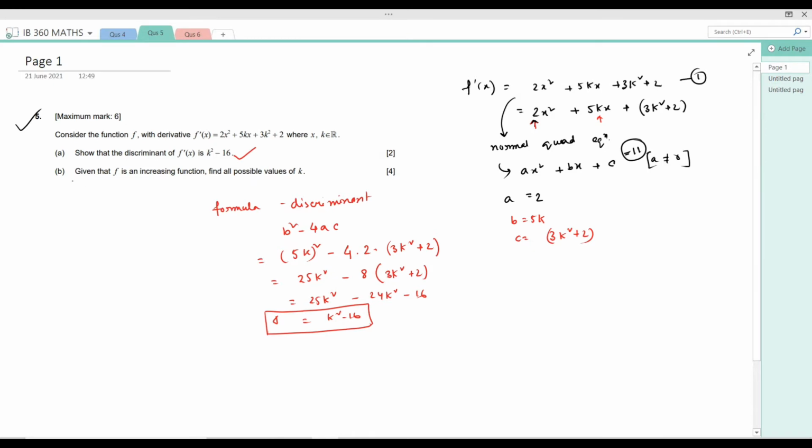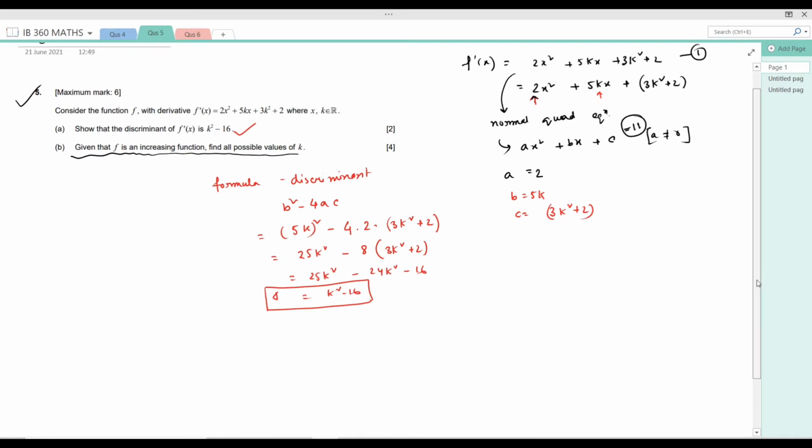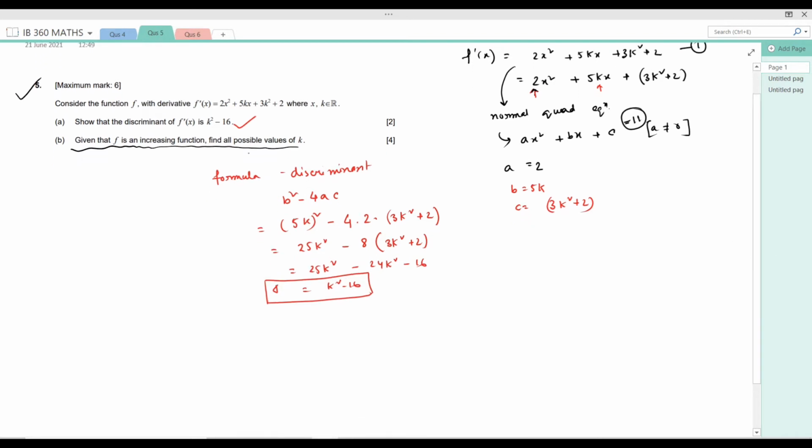given that f is an increasing function, find all possible values of k. It is an increasing function, okay? So find all the possible values of k. If any function f of x is increasing, for example it is like this type of graph, it is just trying to increase its value with respect to x, then it will be called an increasing function. Now for any increasing function, the first order derivative will always be greater than 0.